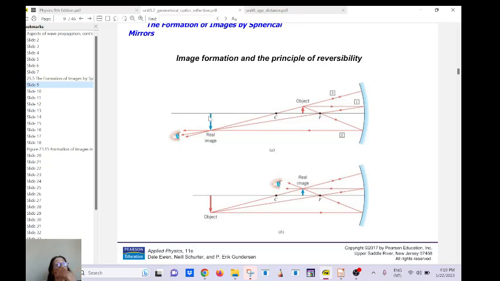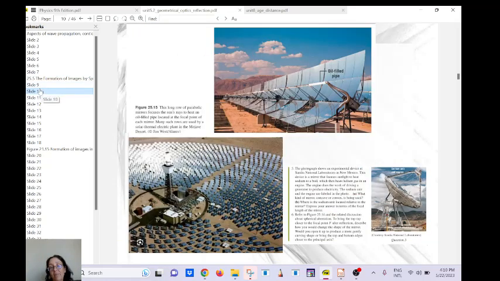Okay? Now, if you place your object farther away, it's still going to be inverted, but now it's going to be reduced. When you place it here, it disappears and reappears here beyond the mirror. So you have to play with it. Example application: you can make a solar power plant.